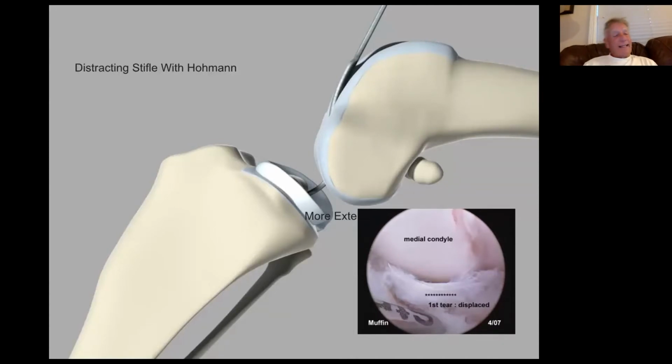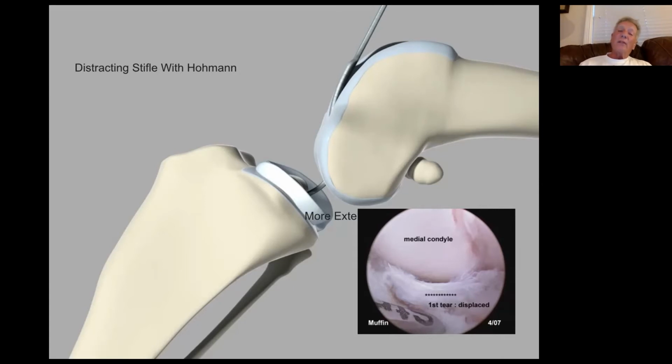I can't forget, just one image here, and we emphasize this. How do you examine the meniscus? Because that meniscal tear will get their attention. And if you miss that meniscus, instead of being in the excellent category, they may be in the good category, or maybe even worse than that.